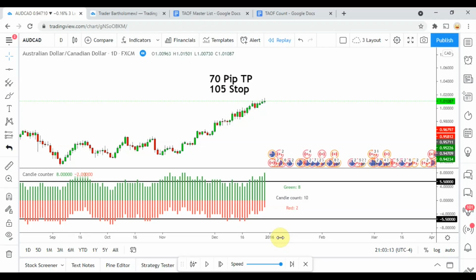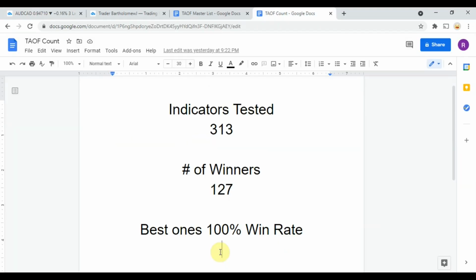Alright, as I said, today we will be testing the candle counter indicator. Before we do though, I wanted to put the indicator scoreboard up for everyone to see. So to date, we have tested 313 indicators, and out of those 313 indicators, 127 of them have been winners, which means that they have met or exceeded the 60% win-loss ratio threshold that we have set for them.